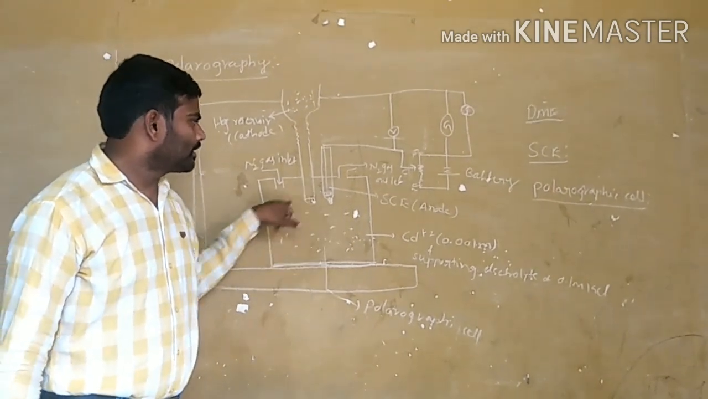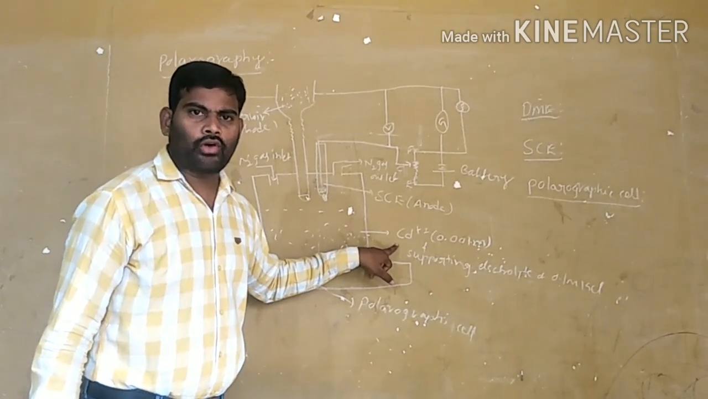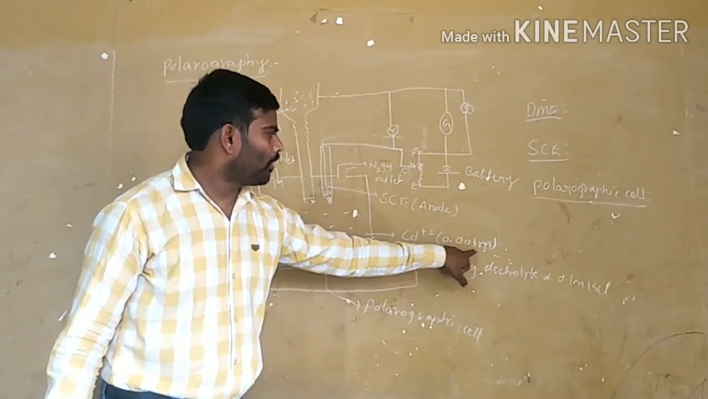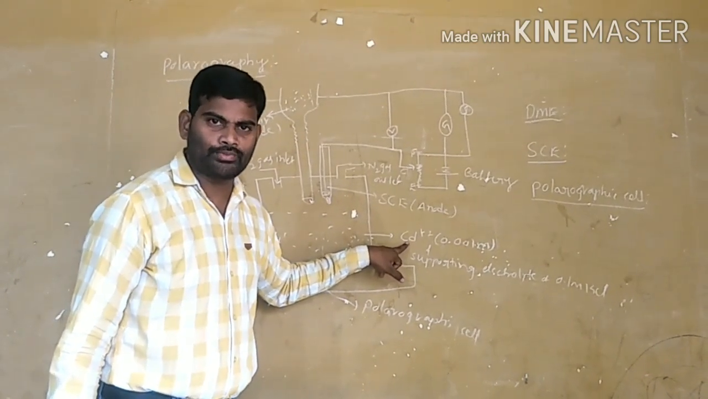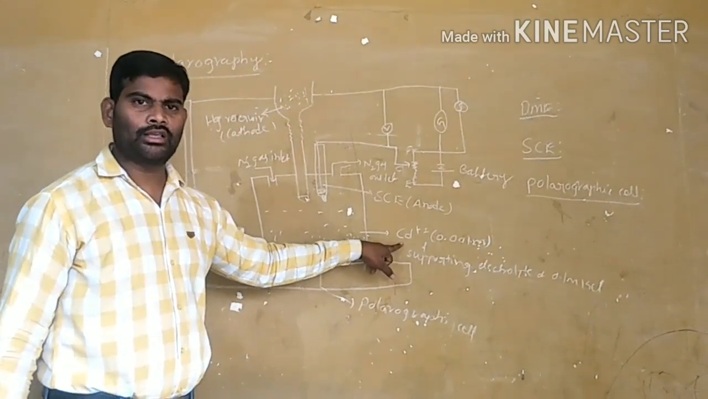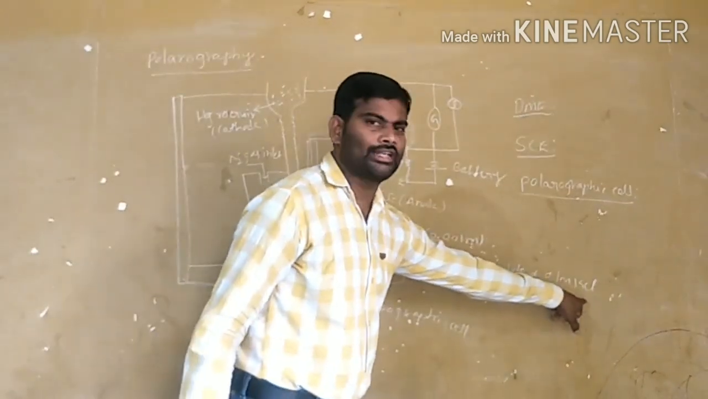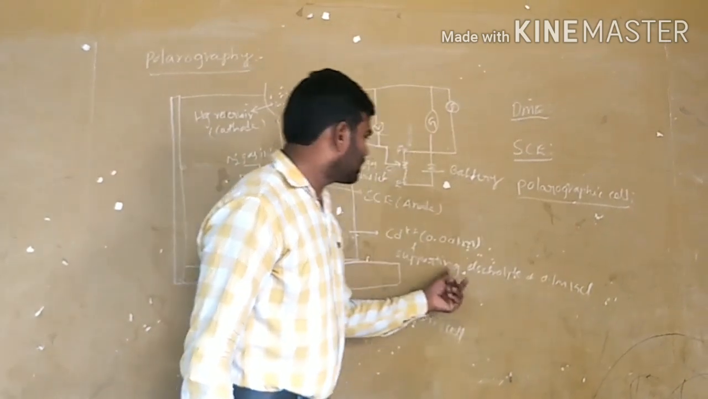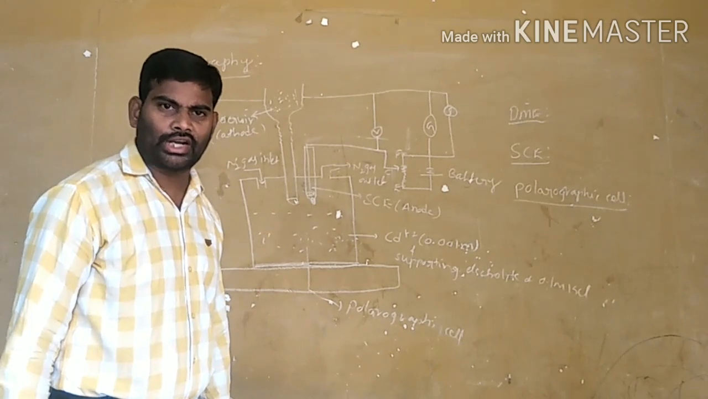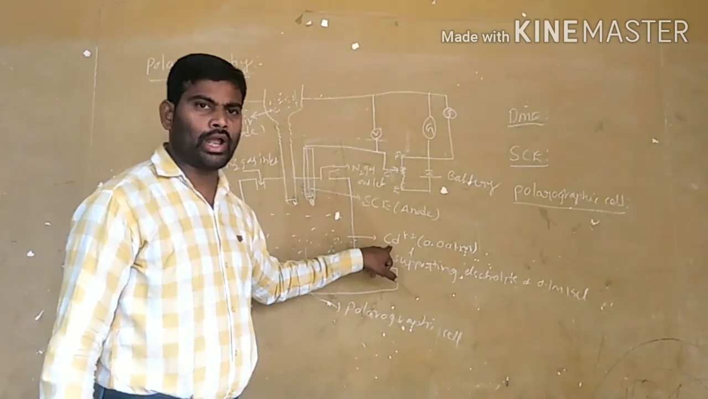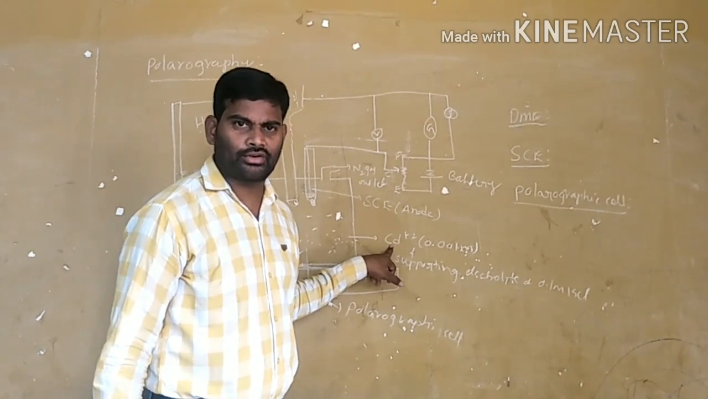This polarographic cell contains electroactive species at a concentration of 0.001 M. These cadmium ions act as the electroactive species, and for this we are taking the supporting electrolyte as 0.1 M KCl solution. This supporting electrolyte does not take part in the charge transfer reaction. Only the electroactive species, cadmium 2+ ions, are involved in the charge transfer reaction.